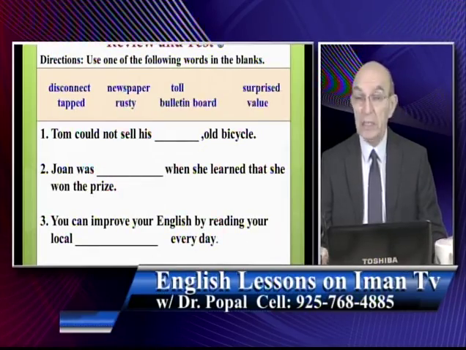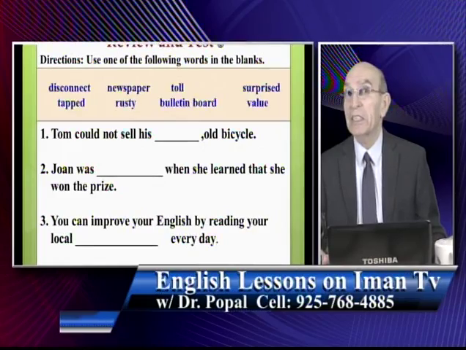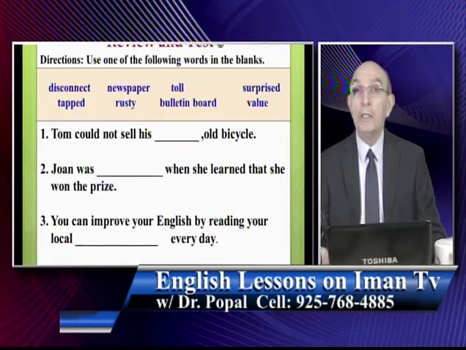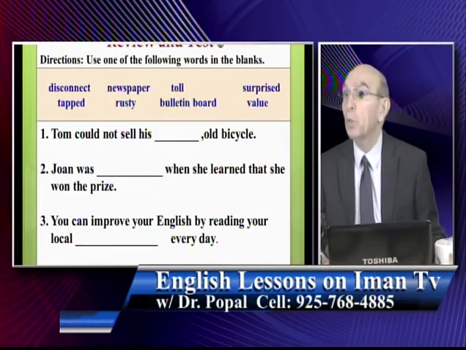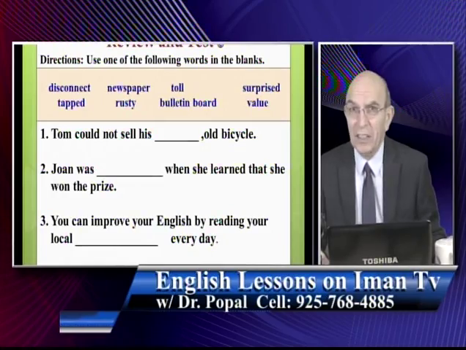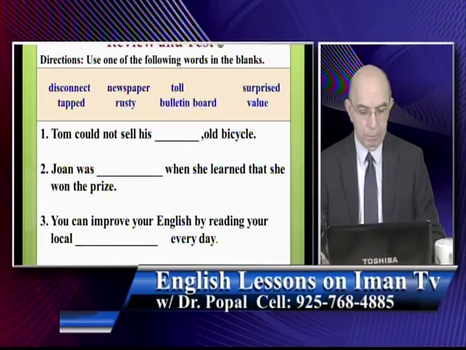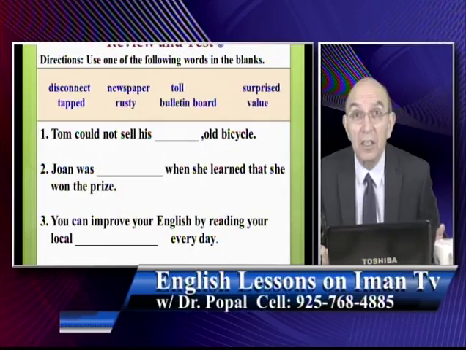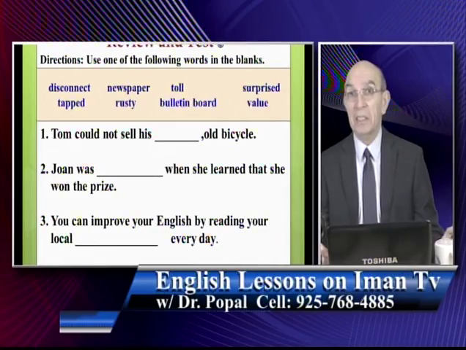Tom could not sell his blank old bicycle. Which word can you use here to make the sentence make sense? Number 2, Joan was blank when she learned that she won the prize. What word can you use here? Joan was what? You have to say an adjective here, okay? Number 3, you can improve your English by reading your local blank every day. Local what? Okay, you read something which is local. Which word on that list could make the sentence meaningful?